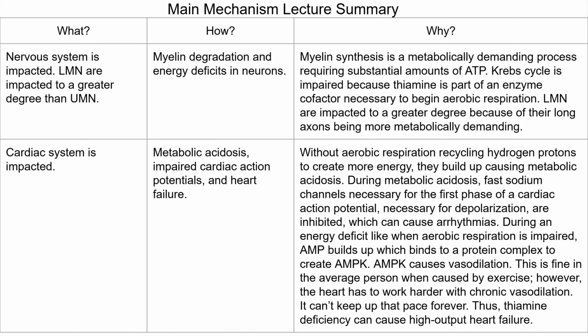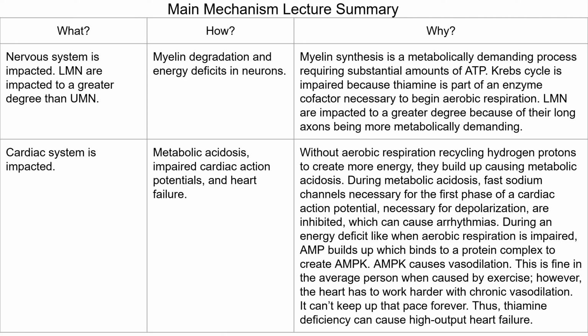To summarize the what, how, and why behind patient presentation with thiamine deficiency, the nervous system can be detrimentally impacted, with lower motor neuron signs usually appearing first. This is due to a combination of myelin degradation and energy deficits. Myelin degradation is due to myelin synthesis being a metabolically demanding process requiring substantial ATP contribution. The Krebs cycle is impaired because thiamine is an enzyme cofactor necessary to begin aerobic respiration. Lower motor neurons are impacted to a greater degree because their long axons are more metabolically demanding.